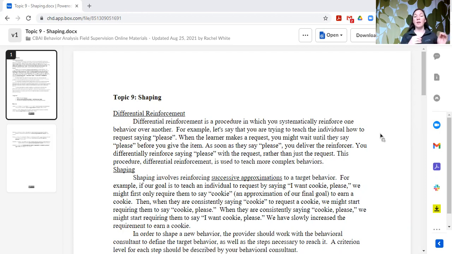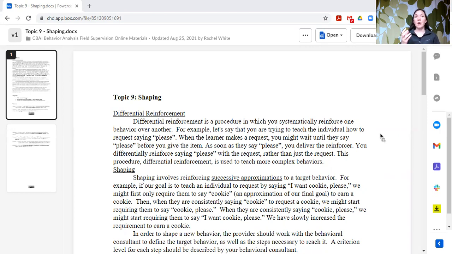Shaping involves reinforcing successive approximations to a target behavior. So there are some behaviors and skills that it is very difficult to prompt, or the learner may not have the prerequisites yet to benefit from certain types of prompts. So we might use shaping to gradually help the learner get to that newer complex skill without using prompting strategies.